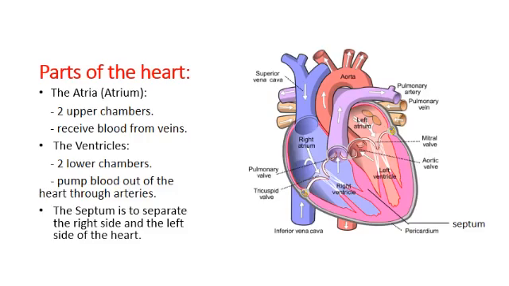Let's now start. The first part of the heart is called the atria, singular atrium. The atria is made up of two upper chambers, right atrium and left atrium. They receive blood from veins. Remember that veins carry blood towards the heart.